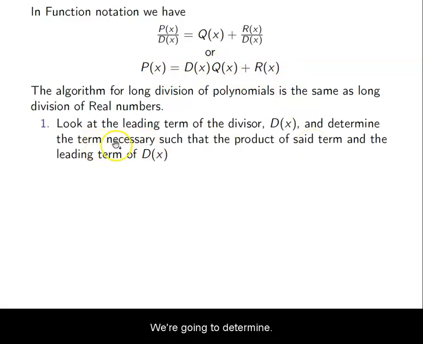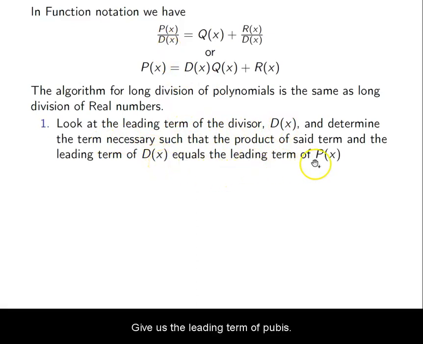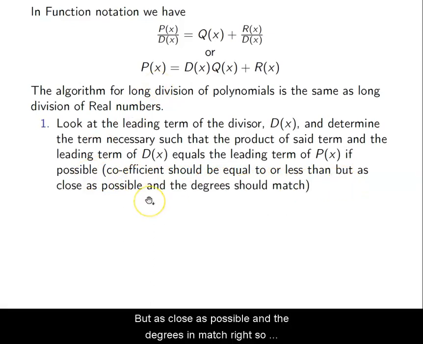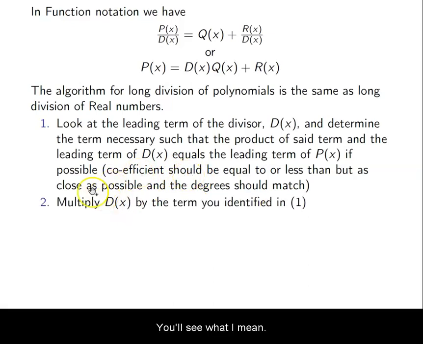We're going to determine what term is necessary such that the product of that term that we're looking for times d, our divisor, gives us the leading term of p of x, if possible. So the coefficient here should be equal to or less than, but as close as possible, and the degree should match, right? So coefficient wise, it doesn't have to be exactly the same coefficient, but it should be close, okay? You'll see what I mean later.